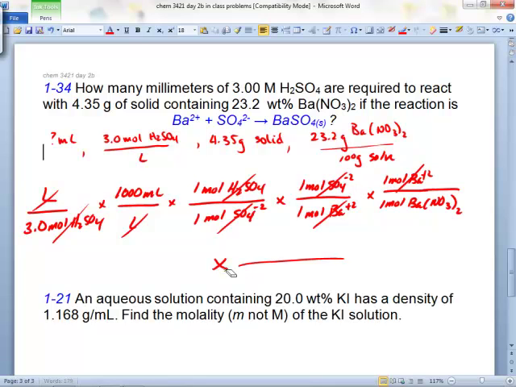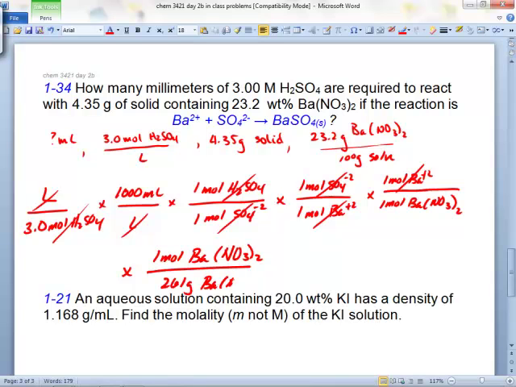I'm going to go further over. You need a barium, a couple nitrogens and 6 oxygens. 261. I hear 260. Anyone else get 261? Okay. 261 grams of barium nitrate. Now see, it's nice and clean. Now I do that guy.